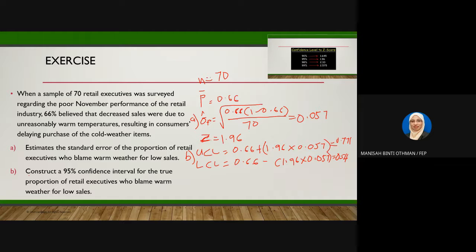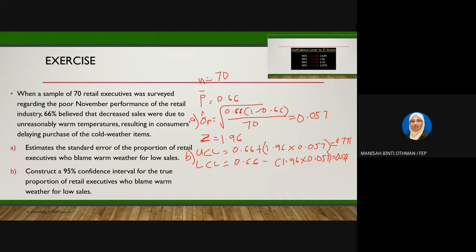Interval estimation using 95% confidence is between 54% to 77.1% that the executives believe that warm weather will reduce sales volume. So it's quite high. That is the proportion that believe warm weather will reduce the sales volume.